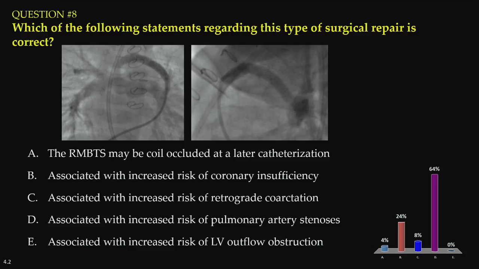Now the questions are, is a Sano associated with increased risk of coronary insufficiency? No, right? The BT shunt is thought to be associated with increased risk of coronary insufficiency. So if you know this is a Sano, you would say no. Is it associated with increased risk of retrograde coarctation? Not the Sano, the ductal stent in a hybrid procedure, but not the Sano. And then D, is it associated with increased risk of PA stenosis? That's the answer.